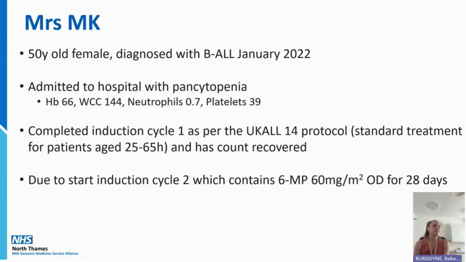So the first patient, Mrs. MK. She's a 50-year-old female, and she was diagnosed with B-ALL in January 2022. She was admitted to hospital with pancytopenia, and her blood results are shown there on screen. She completed induction cycle 1 as per the UCAL protocol, and this would be the standard treatment for patients aged between 25 and 65 years, and she count recovered. And she was due to start induction cycle 2, which contains 6-mercaptopurine at a dose of 60 mg per meter squared once a day for 28 days.